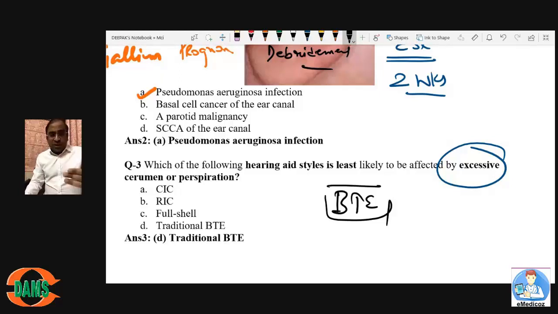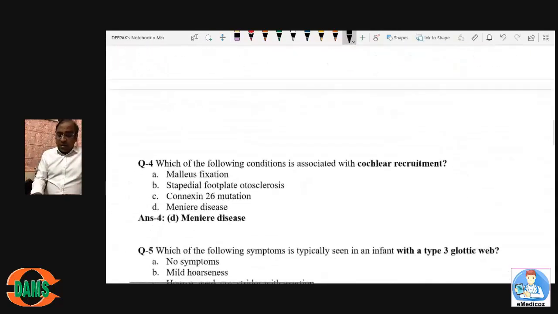Just remember three advantages: it is least affected by any wax or sweating, and it is cost effective. It is very cost effective and understandable. If you compare with the CIC, completely in the canal, it is very costly, but yes, it is accepted cosmetically. In young patients, we always go for the CIC, completely in the canal hearing aid.